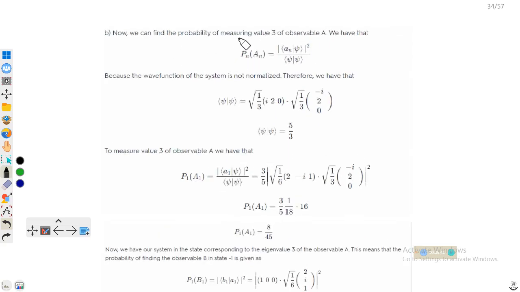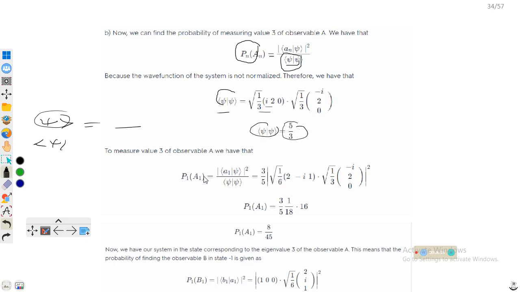And for the probabilities, now we can find the probability for measuring the value 3 of observable a. The probability of any observable is equal to the modulus square of <a_n|psi> divided by normalization. Since we are given psi, we can find its bra by taking the complex conjugate of the above matrix. So all the kets will be converted into bras, and multiplying this gives 1 over root 3 row vector times the column vector, which gives us 5 over 3.